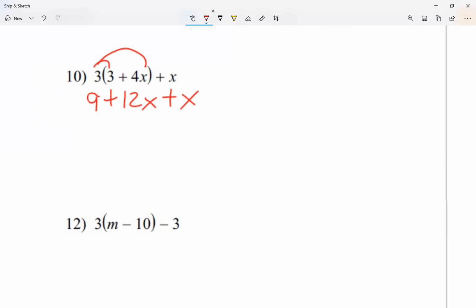Okay, so now let me combine my like terms. I start with the terms that have the letter. 12x plus x. So basically 12x plus 1x. I know 12 plus 1 is 13. So I'm just going to call this 13x. Now, when it comes to terms that don't have a variable, I only see a 9. So plus 9, right? It's positive, so I write it as a plus. So 13x plus 9. All together, no spaces in between them. Whenever you guys type in your homework, it's all together.